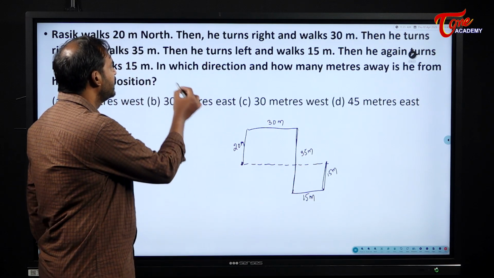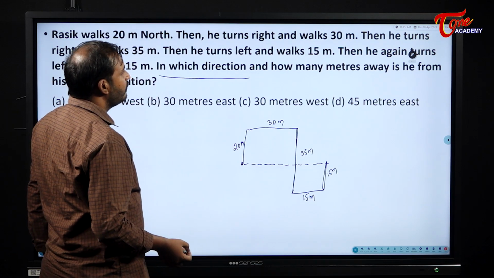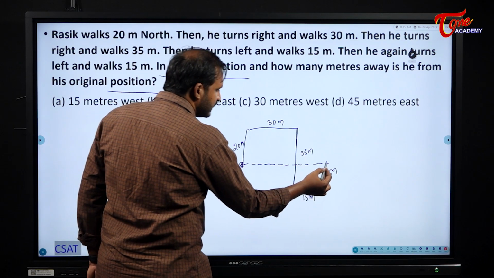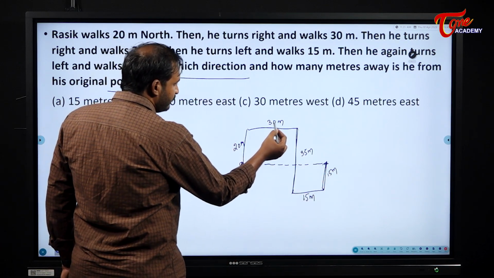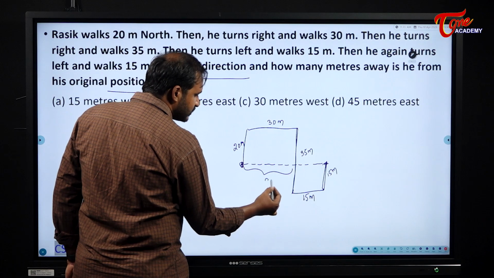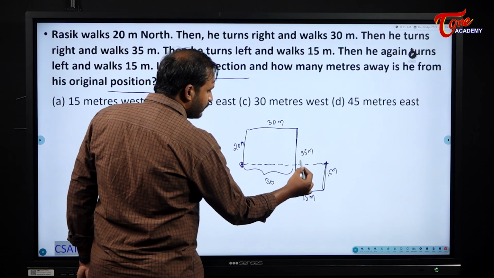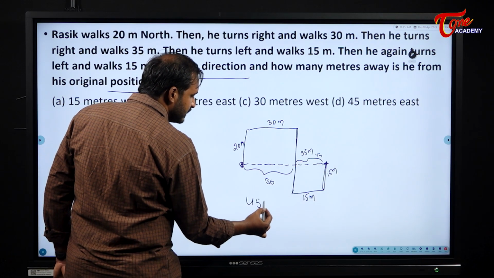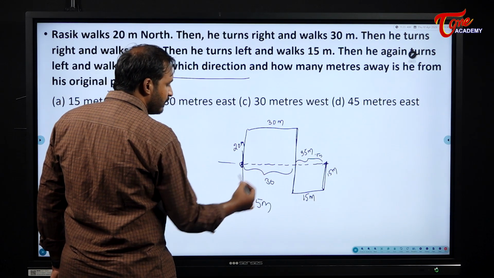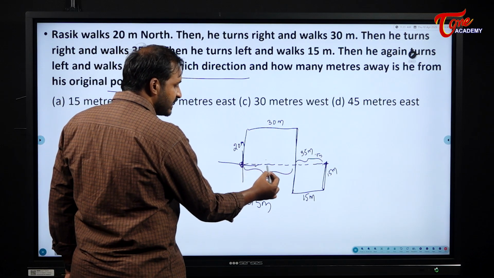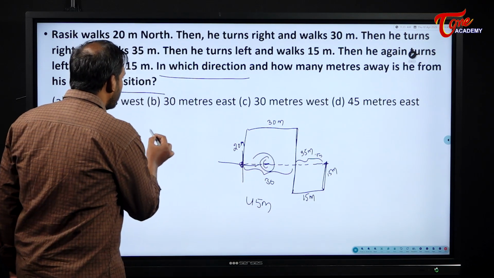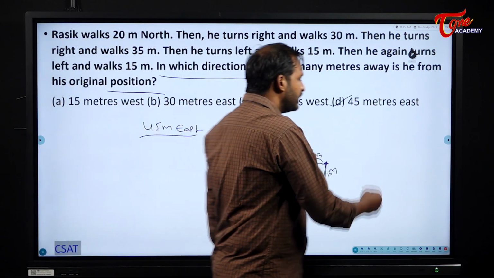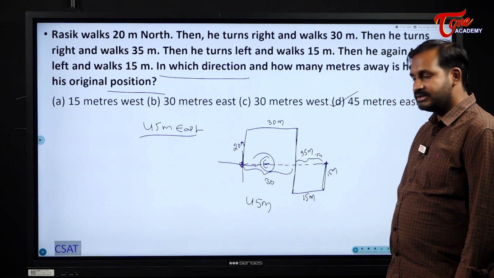Now what is the question? In which direction and how many meters away from the original position? This is the original position and this is the final position. So now if this is 30, what about this one? This also becomes 30. If this is 15, what about this? This also becomes 15. So how much distance is this? 45 meters. And in which direction? If you put a plus mark here, anyway, in a straight line, what is this direction, students? East. So 45 meters east will be the answer for us.